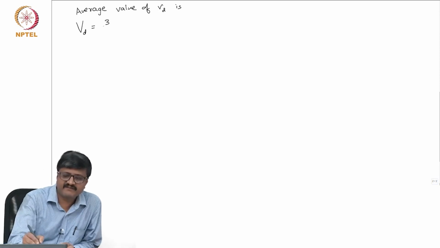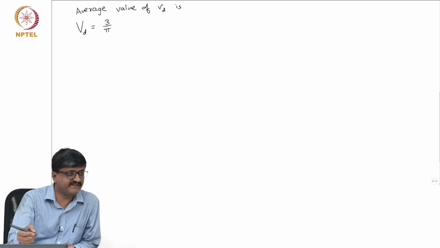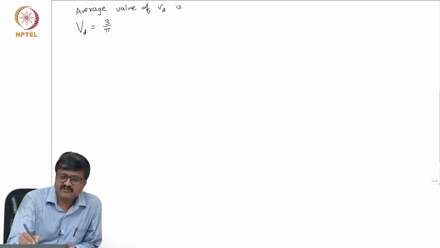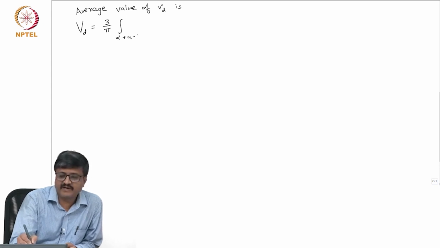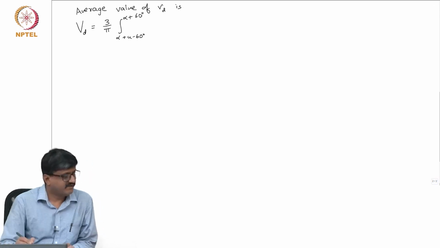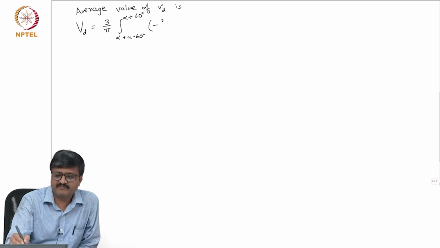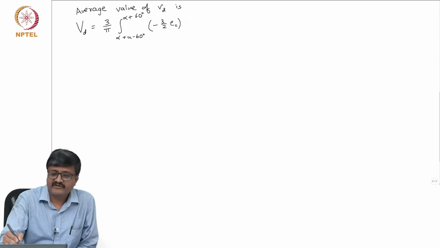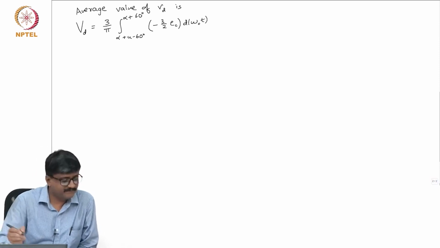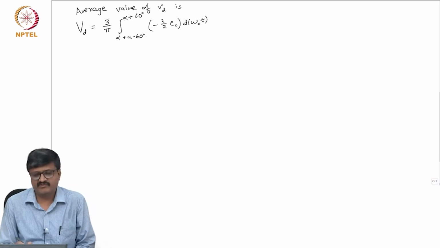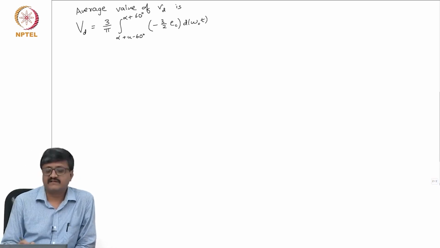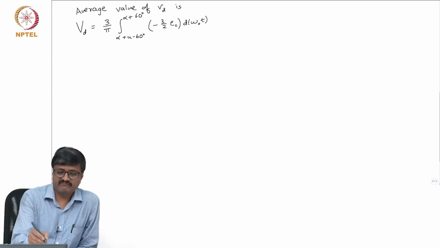So, it is 3 by pi, which is reciprocal of pi by 3. I am just taking for 60 degrees. So, in the second subinterval, which is from alpha plus u minus 60 degrees to alpha plus u, alpha plus 60 degrees, the expression for VD is minus 3 by 2 EC d omega OT. So, what you need to do is just substitute the expression for EC and integrate, and leave it to you.